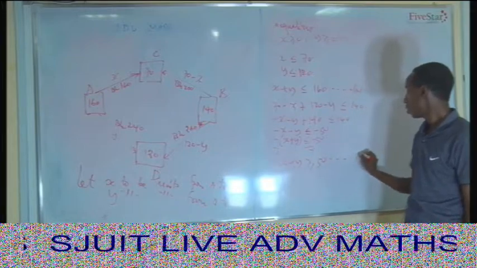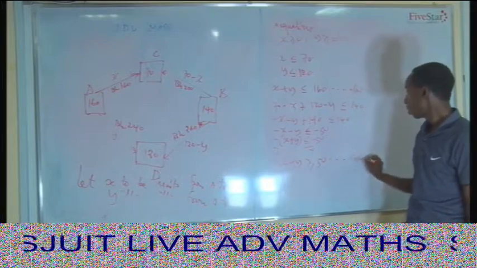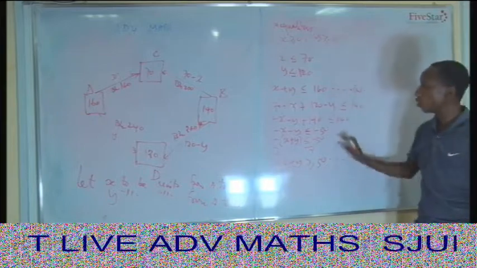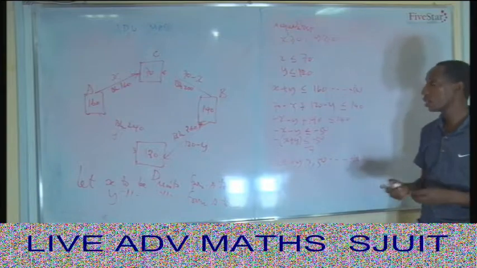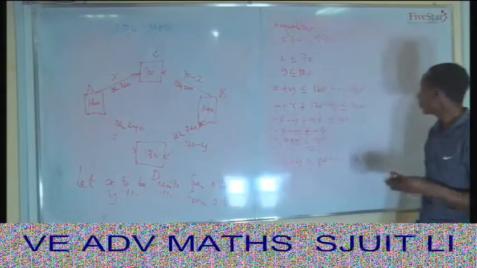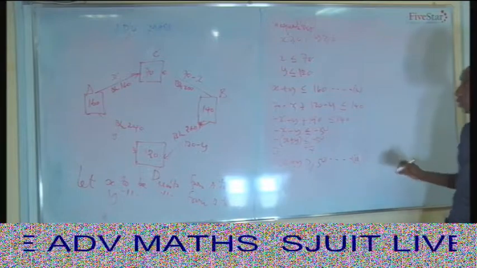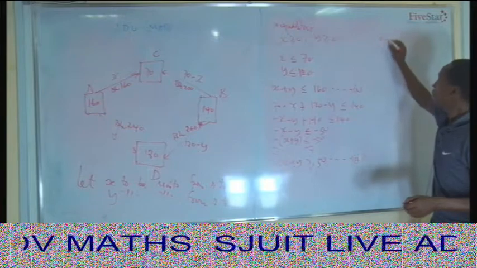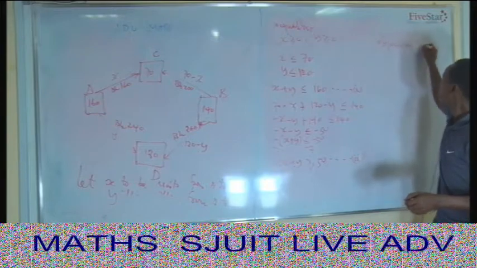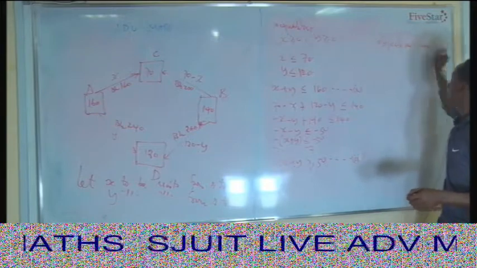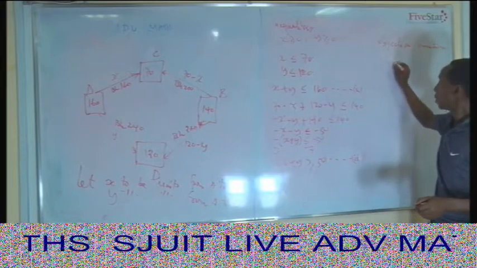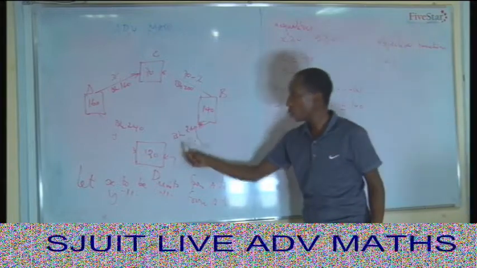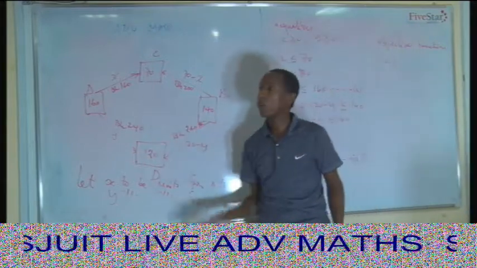This is inequality number 2. Together with the first inequality, these are the inequalities that can be obtained from this particular problem. Now what remains is the objective function. This is a function of x comma y. The function is obtained from the transportation cost from each factory to each warehouse.